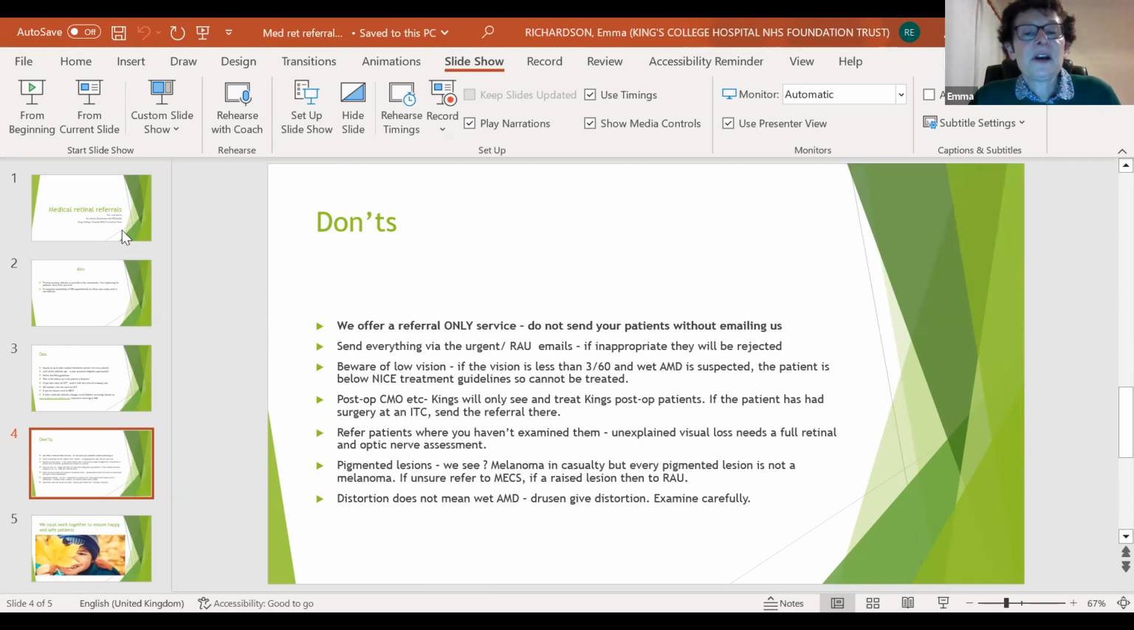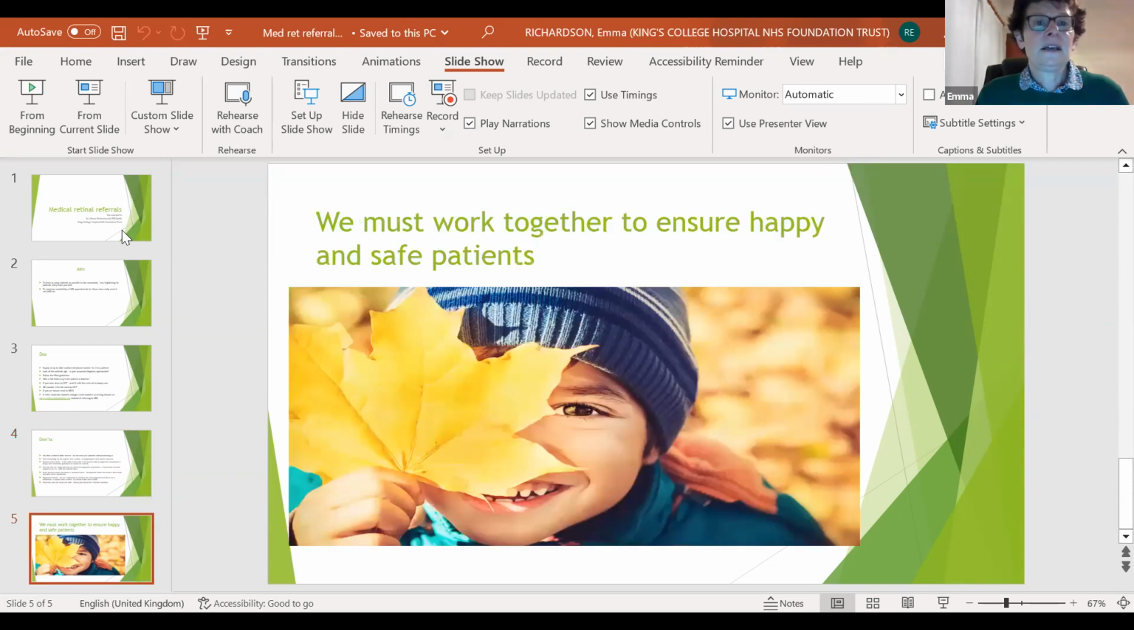And the other thing, just to remind everybody, and I'm sure I'm just talking to myself really, but distortion does not mean wet AMD. Drusen, big drusen, will give you distortion. It's fairly obvious it's going over the hills, so therefore the retina will be distorted. So examine carefully. Only refer wet AMD if you really think it is wet AMD. And that's really what I'm saying. We must work together to ensure happy and safe patients.